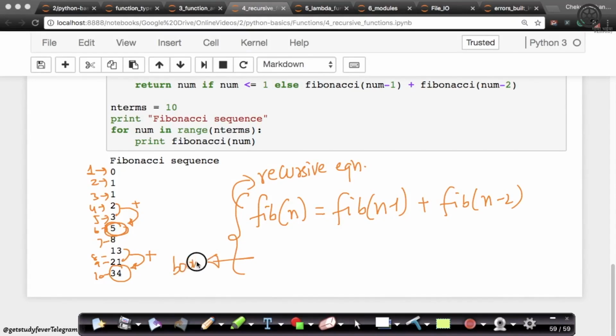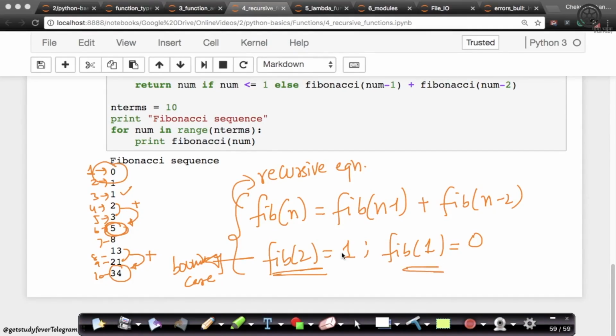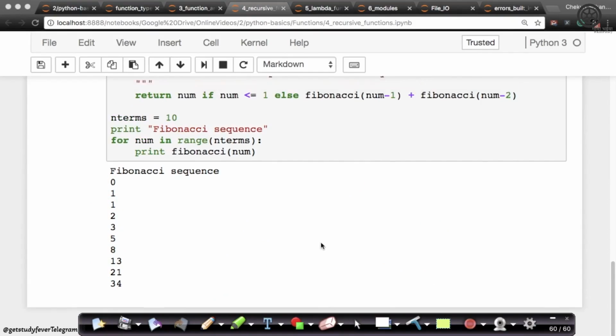Okay, so let's look at the boundary case of recursion. Boundary case has been called multiple different terms by other people. Here, let's just call it boundary term. So I am saying Fibonacci of 2 equals 1 and Fibonacci of 1 equals 0. Because if I don't have these first two values, I can't compute the third value, right? So my boundary case basically has two statements, that Fibonacci of 2 equals 1 and Fibonacci of 1 equals 0. Now we can implement this using recursion very easily.